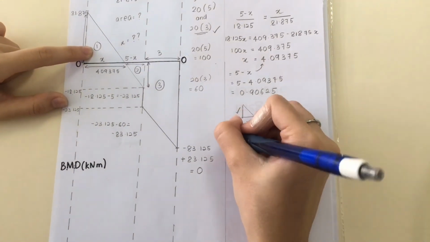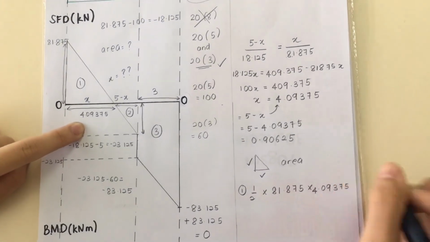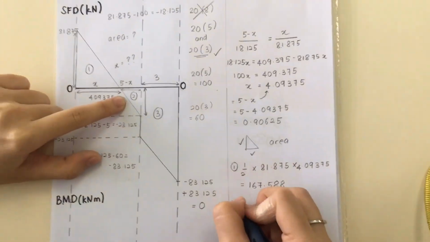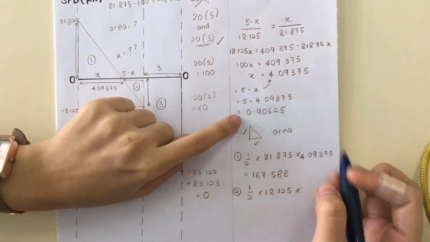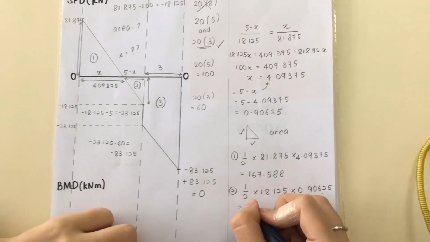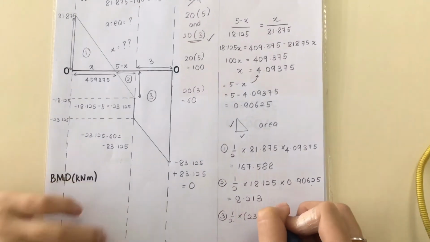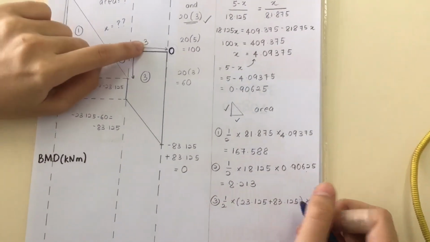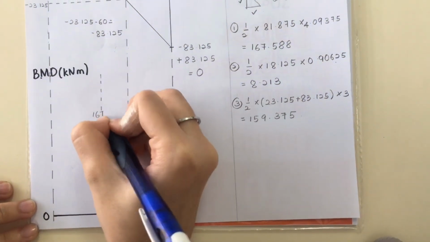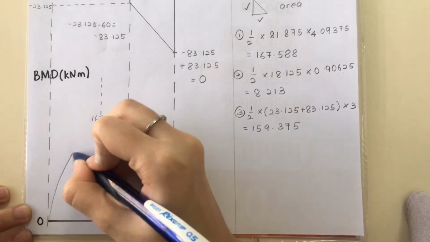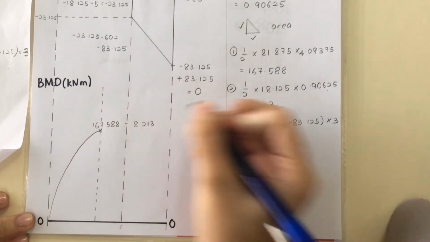Okay, next is bending moment diagram. We have to calculate the area of the shear force diagram. To make it easier, you can mark it as section 1, section 2, and section 3. After all the values are ready, you can mark it at your bending moment diagram. So this is the first one. Don't forget to make a curve. If you make a straight line, it will be wrong.